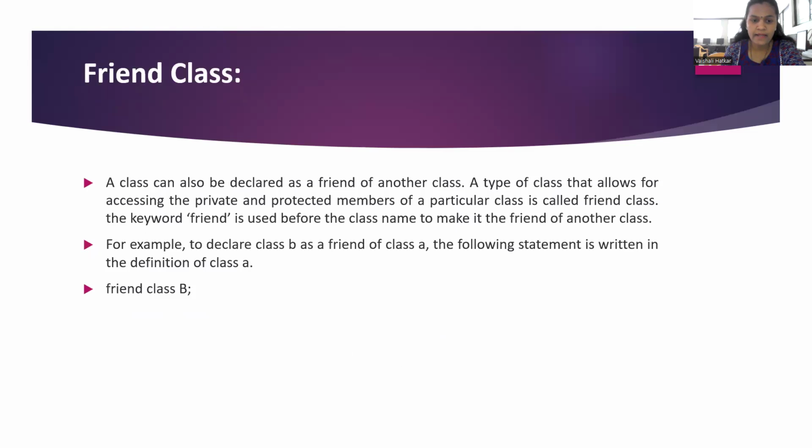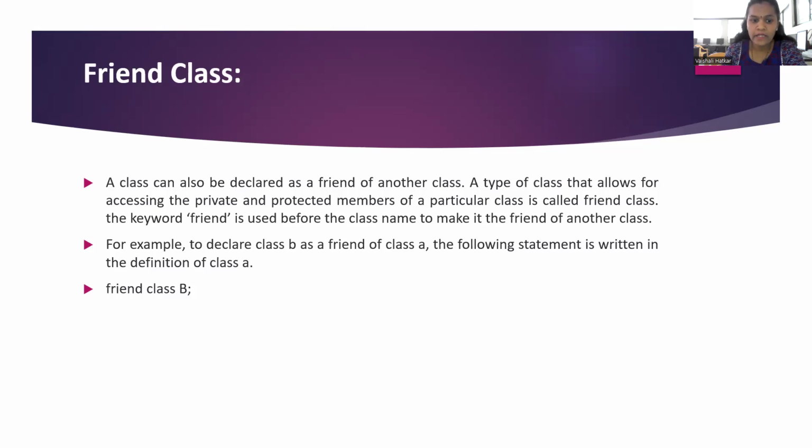It is like a friend function. Here a class can also be declared as a friend of another class. A class that allows access to the private and protected members of a particular class is called a friend class. So we need to give access to a different class, that is your friend class.